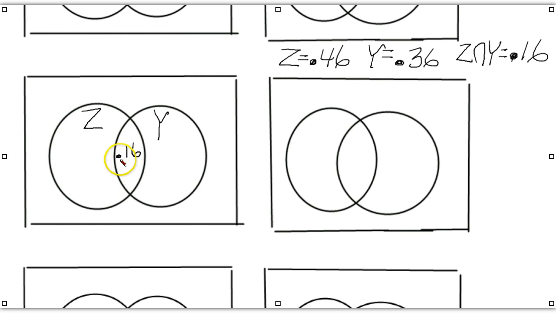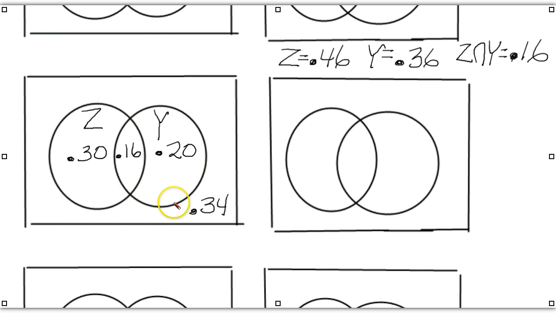So if we subtract 0.16, we're going to get 0.30. And all of Y, we said, was 0.36. And if we subtract 0.16 from 0.36, we get 0.20. And if we add all of this up now and subtract it from 100, we get out here 0.34.